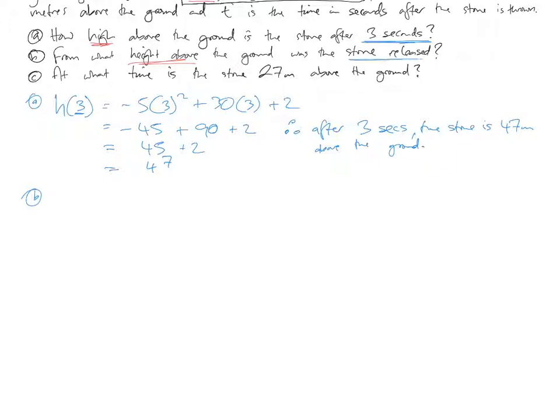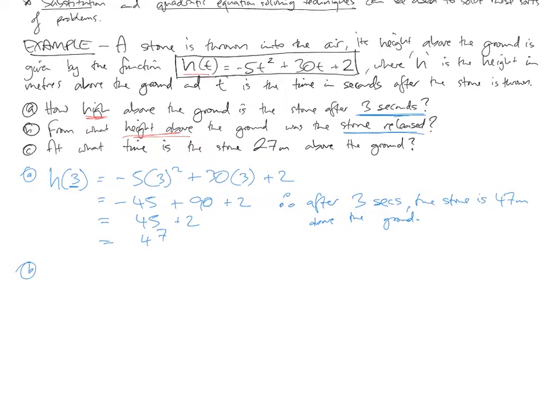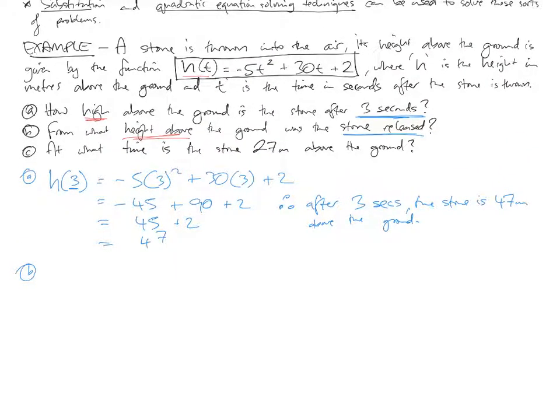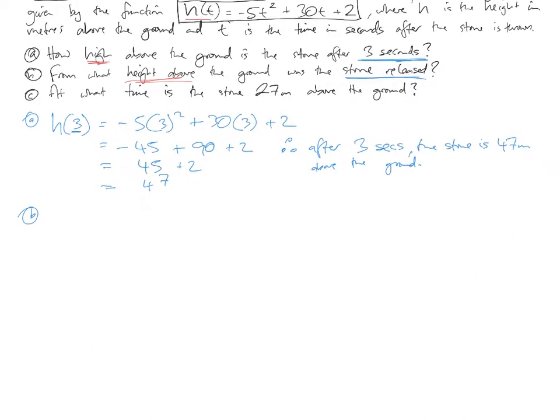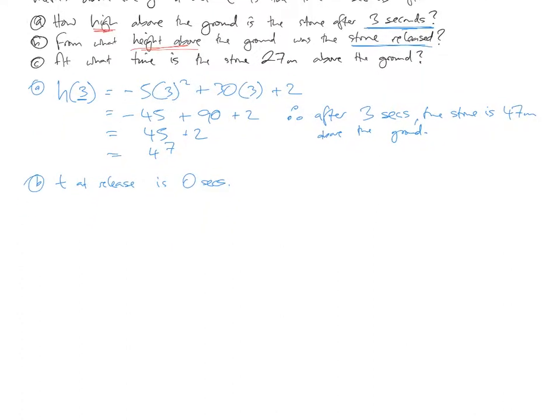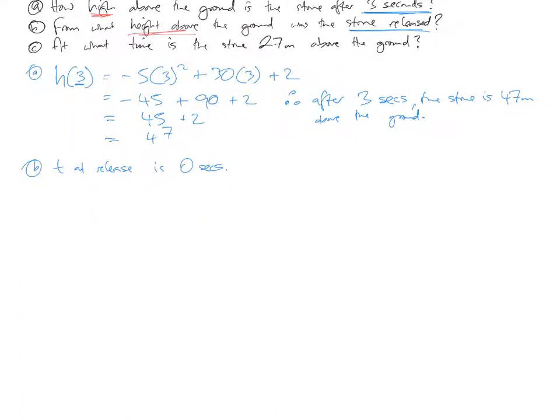But when was the stone released? Well, t is the time in seconds after the stone is thrown. What's the time when the stone is released? Well, t at release is 0 seconds. That's just logic there. At the exact point that you're releasing the stone, it's 0 seconds from when you released it in the first place. So you are finding h of 0.